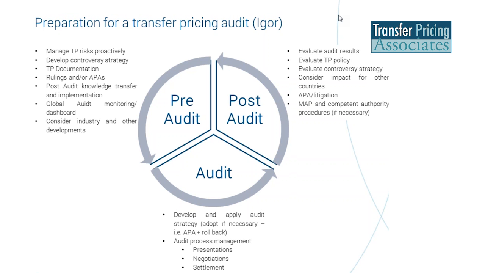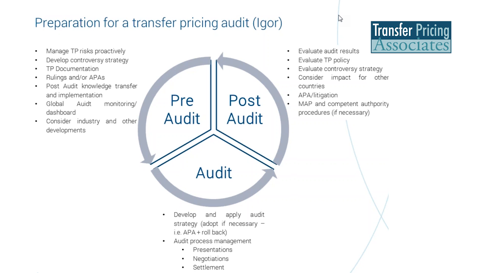Consider an APA strategy to eliminate adjustments. Perhaps you can solve it partially for the future and the past with a rollback APA. Or sometimes you might need to do some litigation if you really don't agree. Or instead of litigation, especially for the Netherlands, you have a kind of pre or very early MAP procedure. Contact the relevant competent authority as soon as possible.